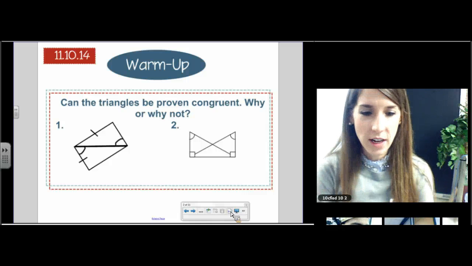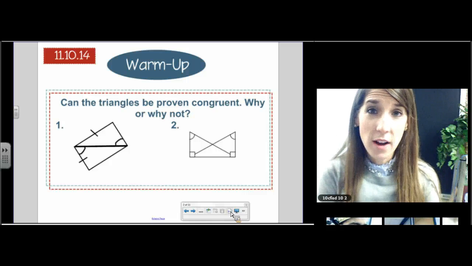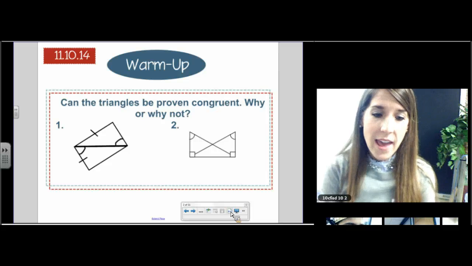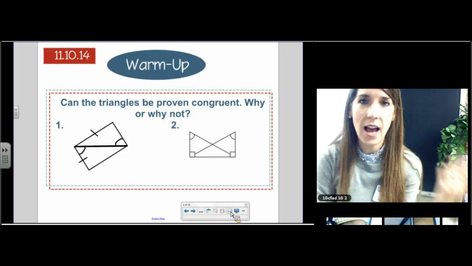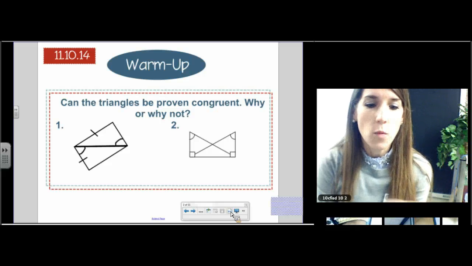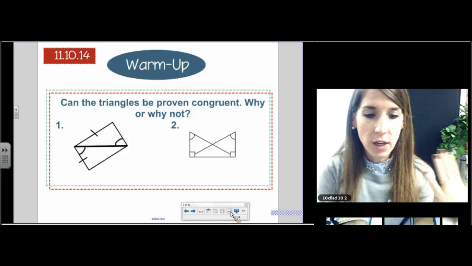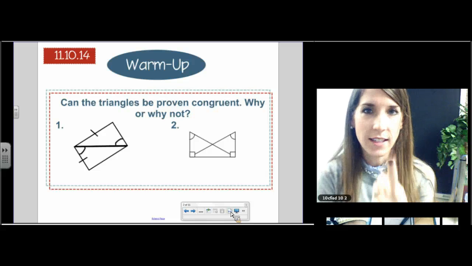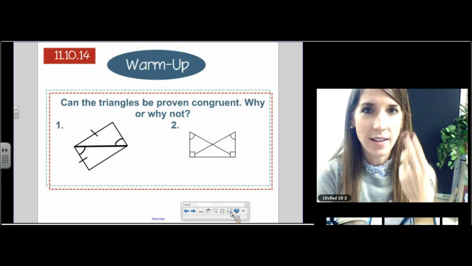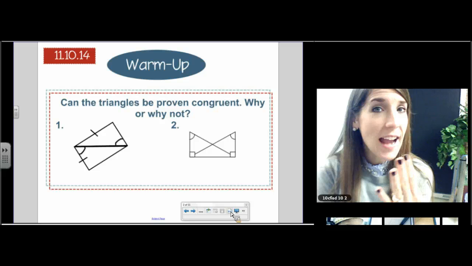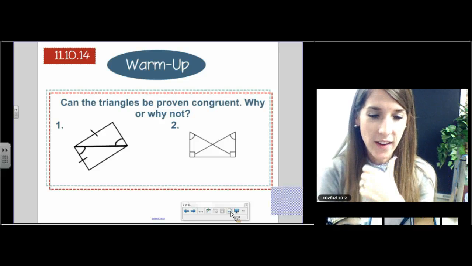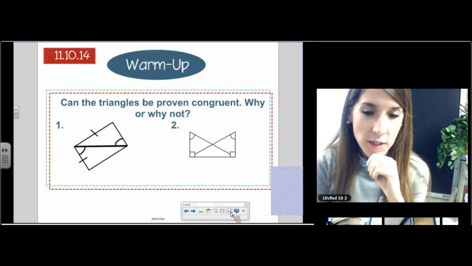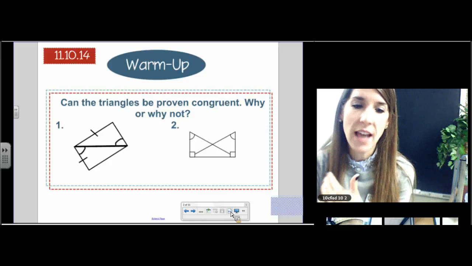So last week we learned how to prove triangles guilty of being congruent. And we decided we don't have to check all 12 things, all 6 sides and all 6 angles. We have shortcuts: side, side, side; side, angle, side; angle, angle, side; and the last one was HL.